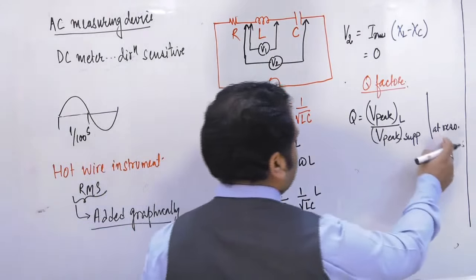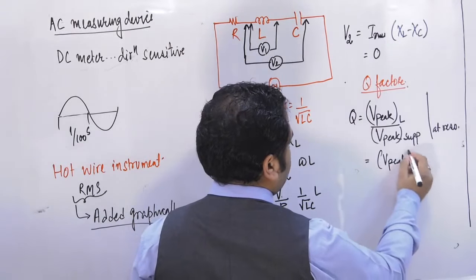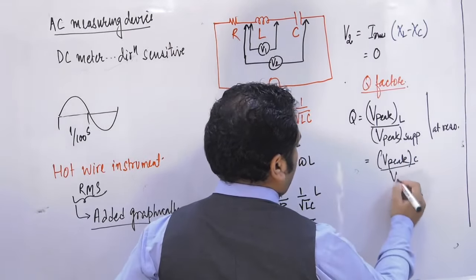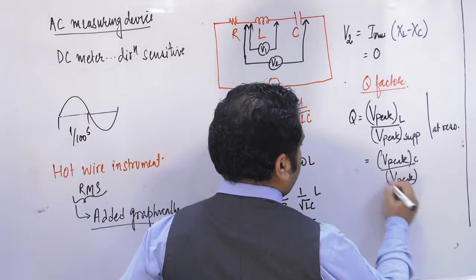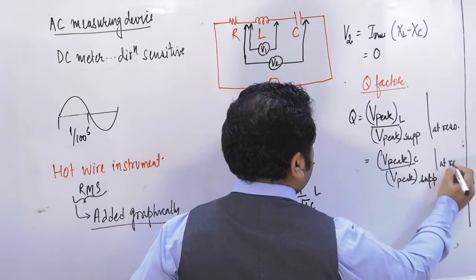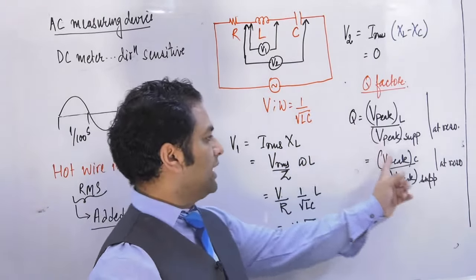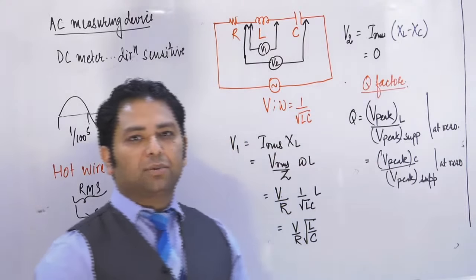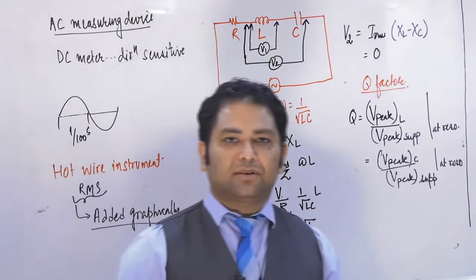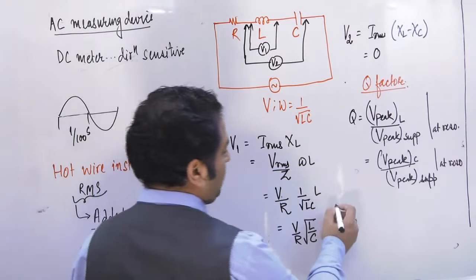And since it is at resonance, we also call this the peak voltage across the capacitor to peak voltage across the supply. Because you should remember, at resonance, we all know the peak voltage across the inductor and the capacitor would be the same. Reason being, XL is equal to XC. So let us see how much that Q factor will come.